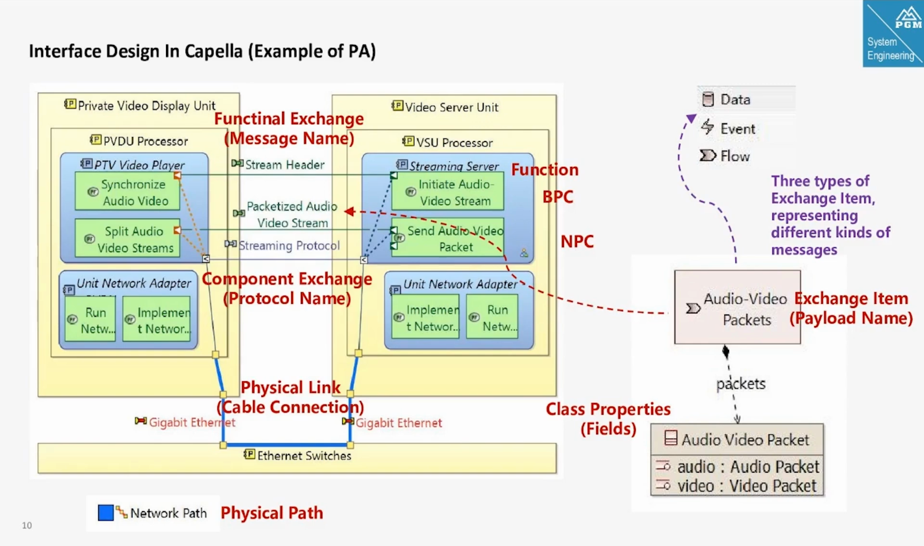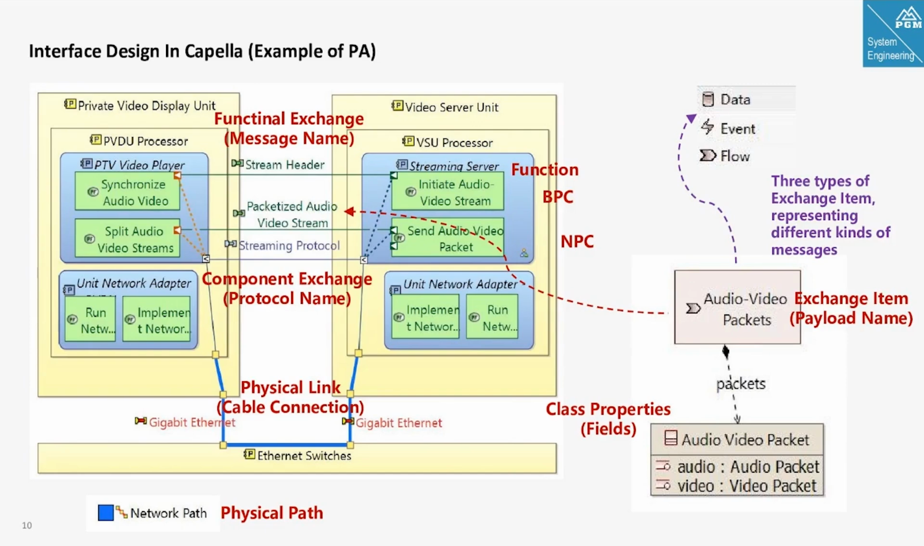And from the perspective of interface design, we can take the physical link as the cable connection between different hardware, and we can take component exchange as the protocol name between different software, and we can take functional exchange as the message between different functions. And the exchange items can be used to represent payload, and the class properties can be used to mean fields. So it's already very powerful to represent the interface design information.